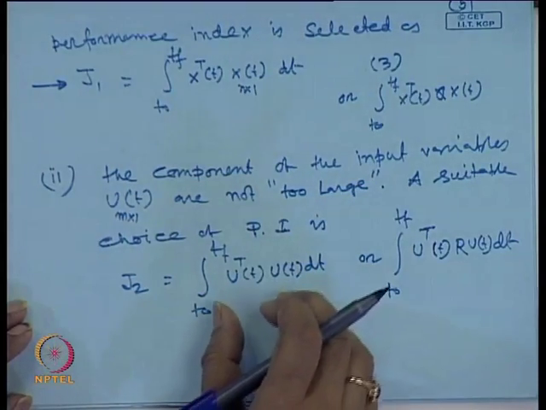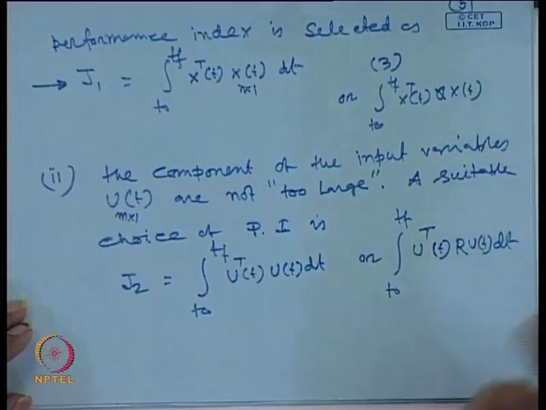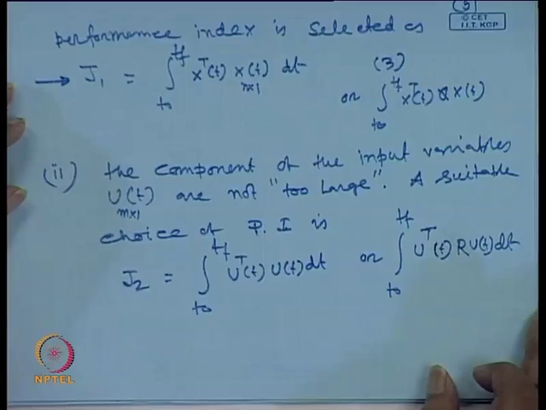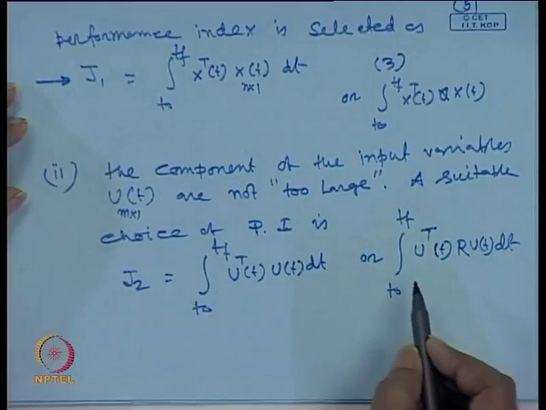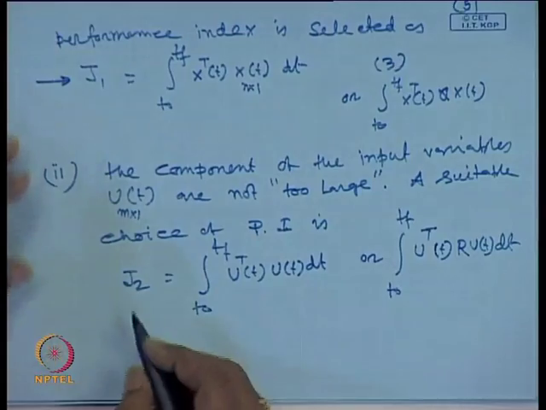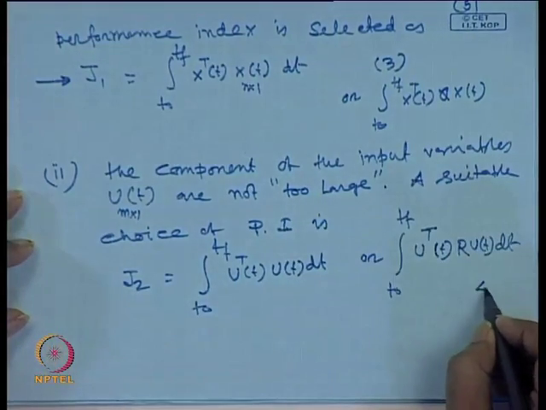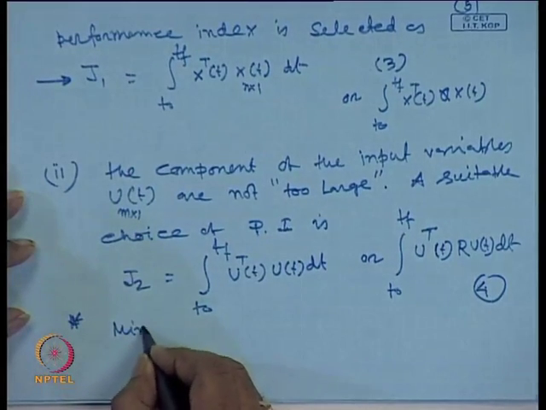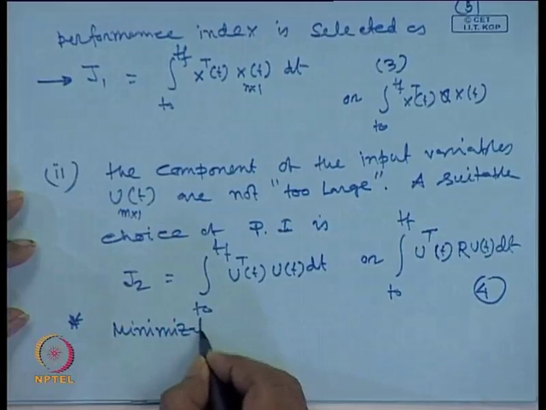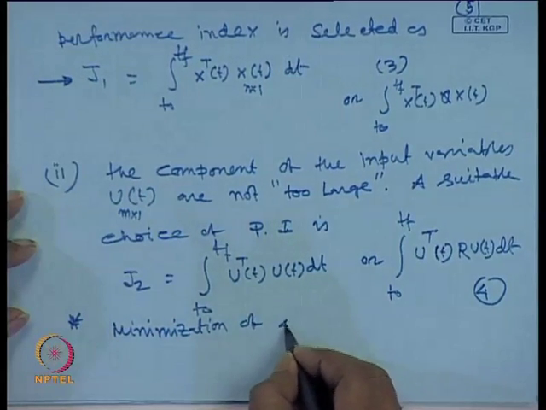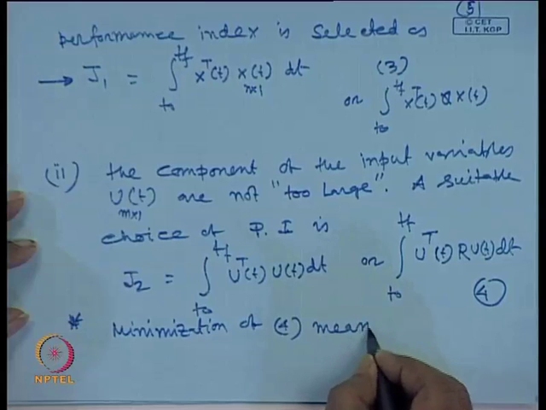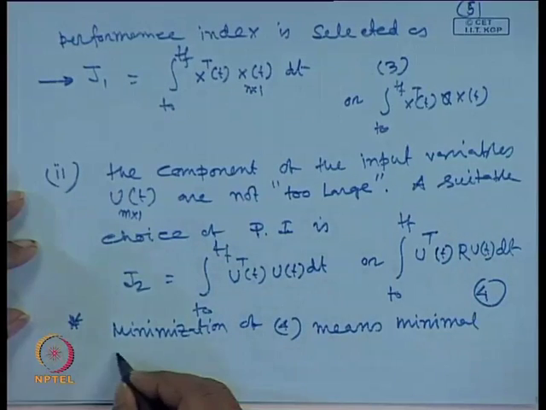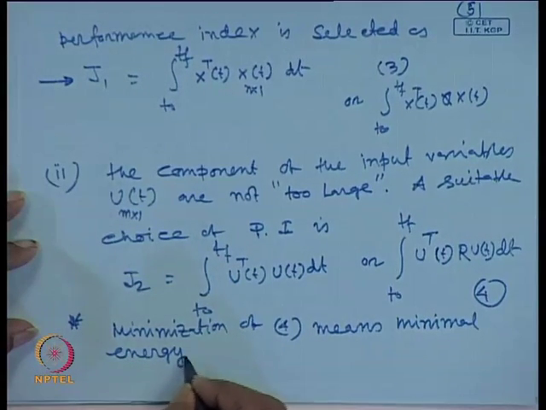But here we do not have any control on the state; state magnitude may be very large. So, let us call this 3 and this 4. Now we make a comment: what is the minimization of 4? It means the minimal energy to the system.